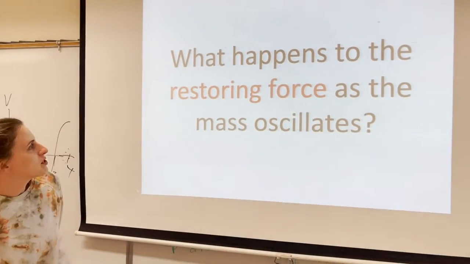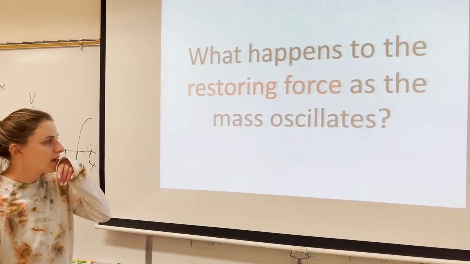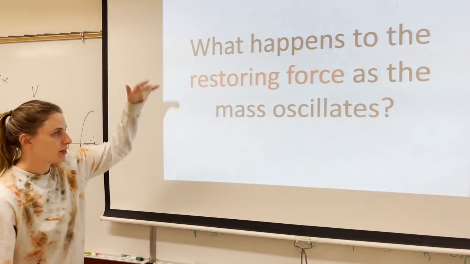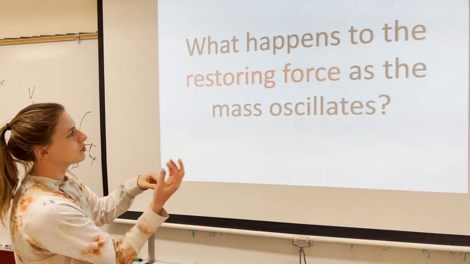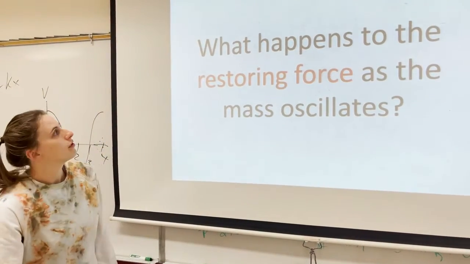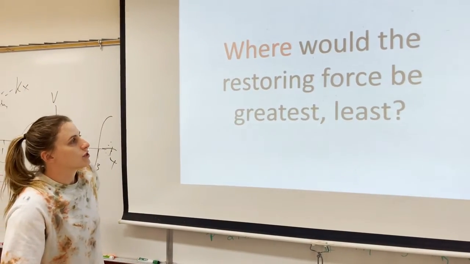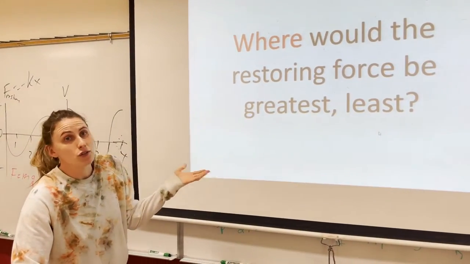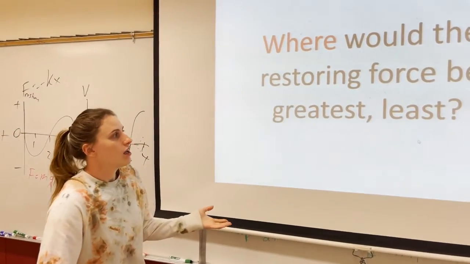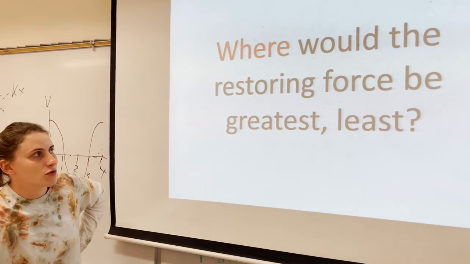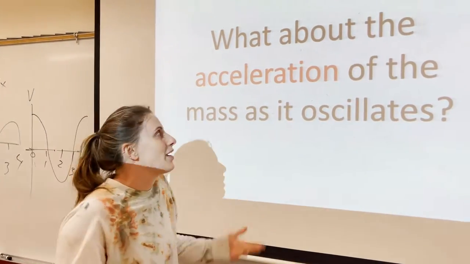What happens to the restoring force as the mass oscillates? We already answered this question. It's basically changing with respect to the location. The restoring force is the most at the bottom and the top, pulling it back to equilibrium. Where would the restoring force be the greatest and the least? Greatest at the top and the bottom, least in the middle. At equilibrium, there's no force restoring it because it's already at equilibrium.